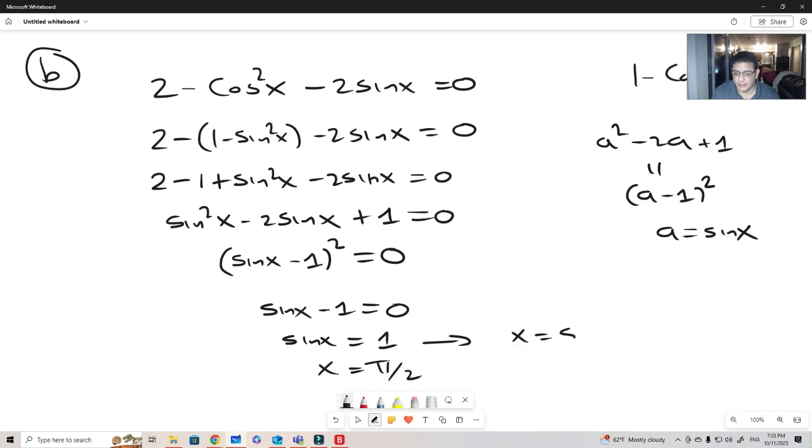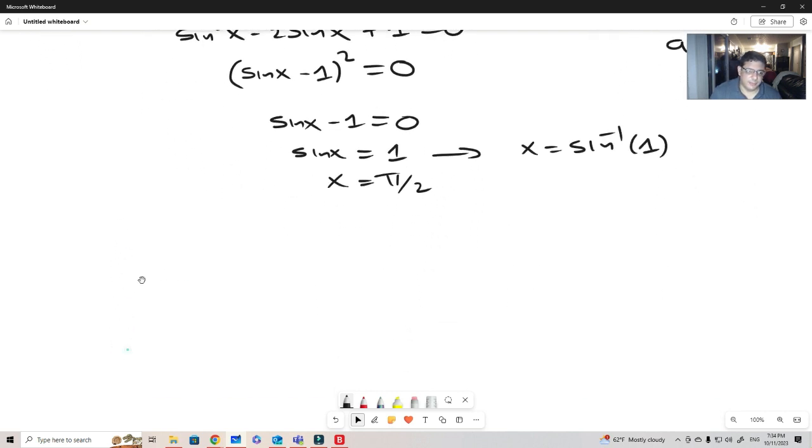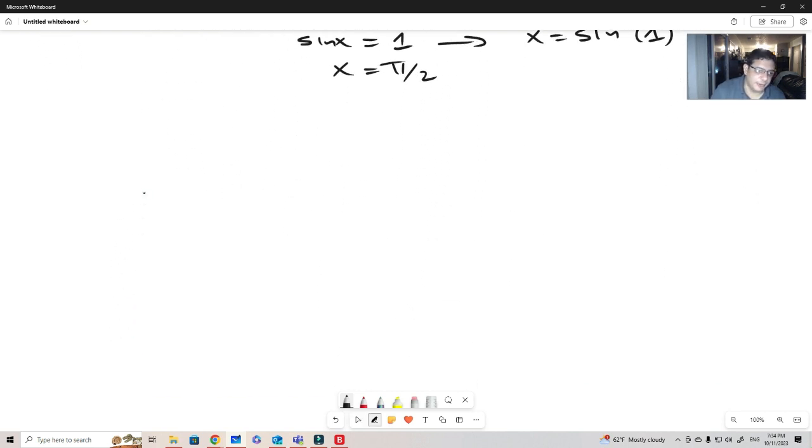but remember that you can also do x equals sine to the minus 1 of 1. And remember, this is one of the special points. Sine of x is going to be 1 only when x equals pi half. So that was a very special case. Alright, so now let's move to one final, complex example.